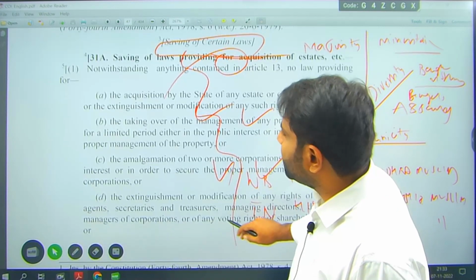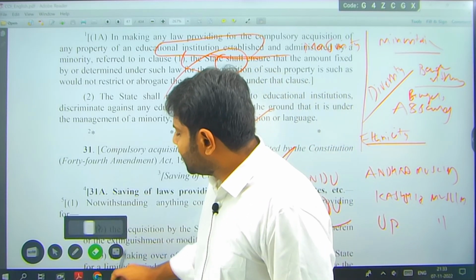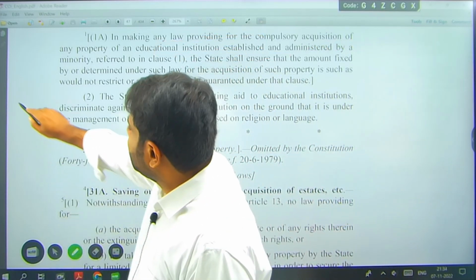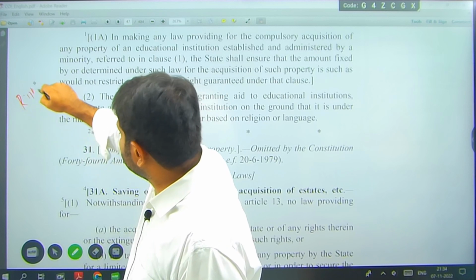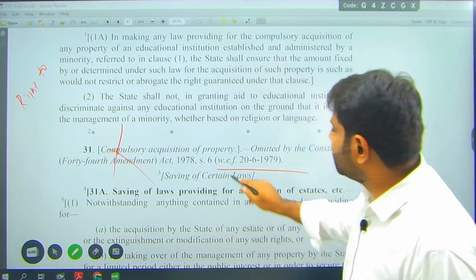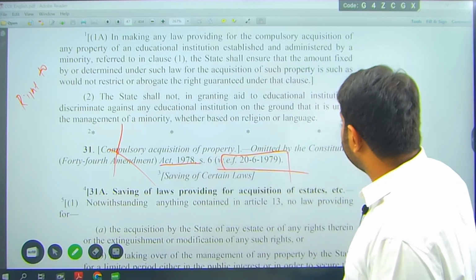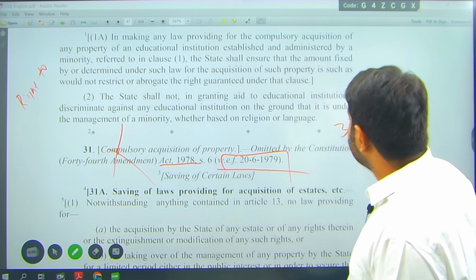Then we speak about article 31A. Article 31A is talking about right to property, land reforms. Remember that? Right to property, which was removed. The article was removed by the 44th Amendment Act 1978. Right to property is removed and placed in article 300A as a constitutional right.